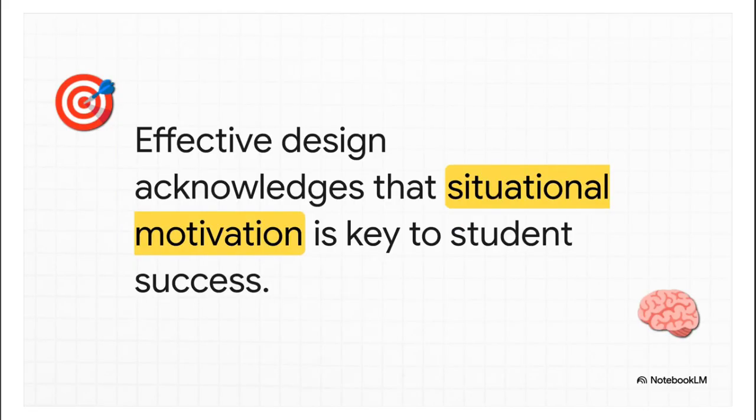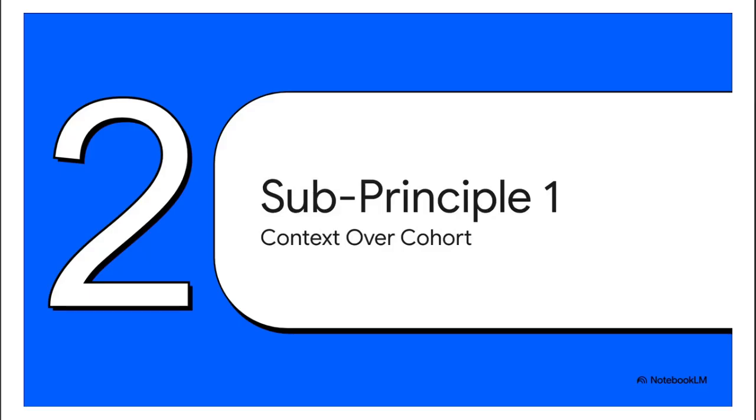And this really gets to the core of why context is just so crucial. It all comes down to motivation. A student's immediate environment, whether they're feeling supported or stressed out or distracted, has a direct impact on their drive to learn. And the latest research backs this up. If we ignore this situational motivation, we're basically ignoring a massive piece of the student success puzzle. So the big question is, how do we actually do this? Well, Dr. Atkinson gives us 3 sub-principles to work with. And the first one really challenges something we've come to take for granted in pedagogy. It's the idea that we should prioritize the learner's context over the cohort, especially when we're talking about online courses.